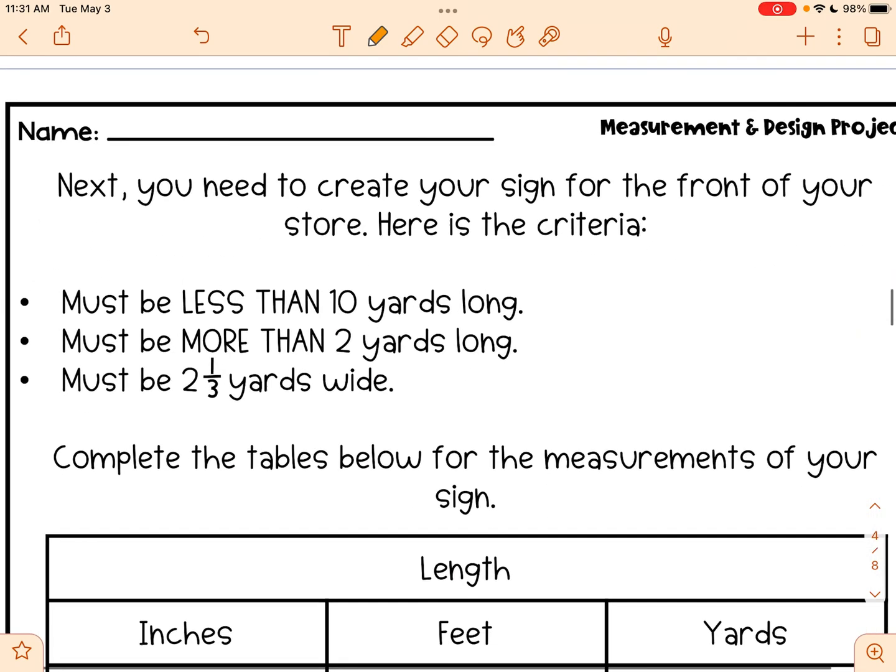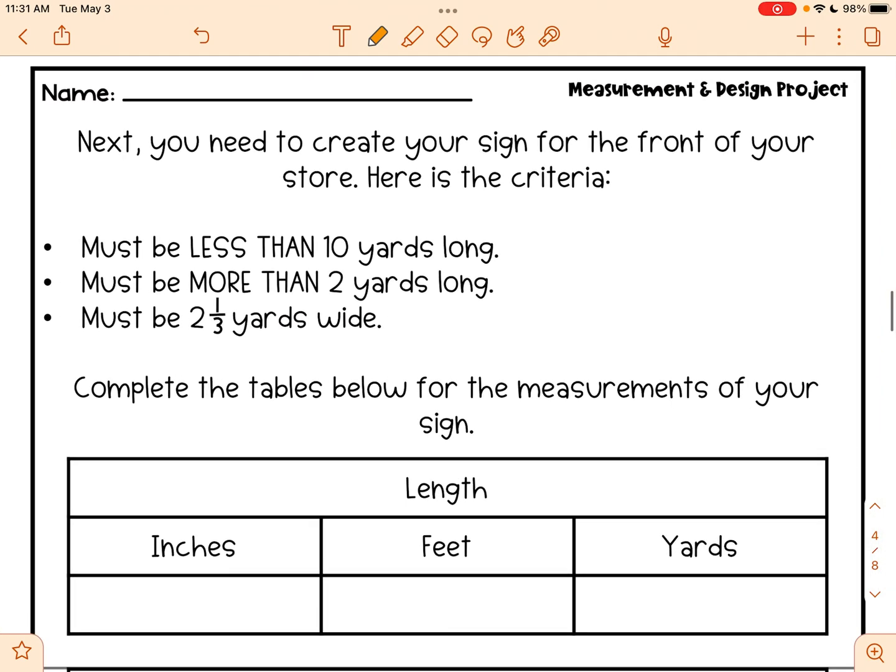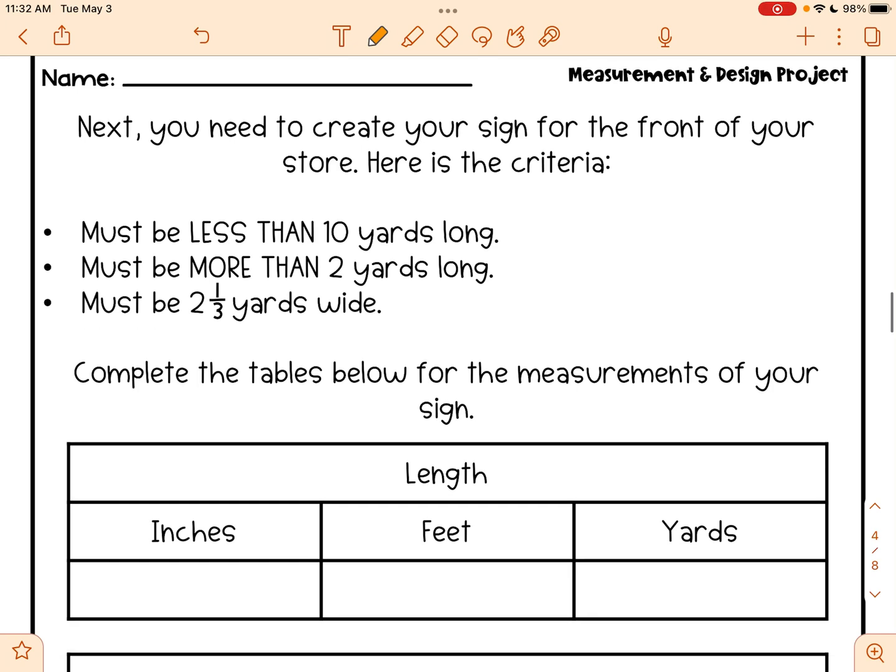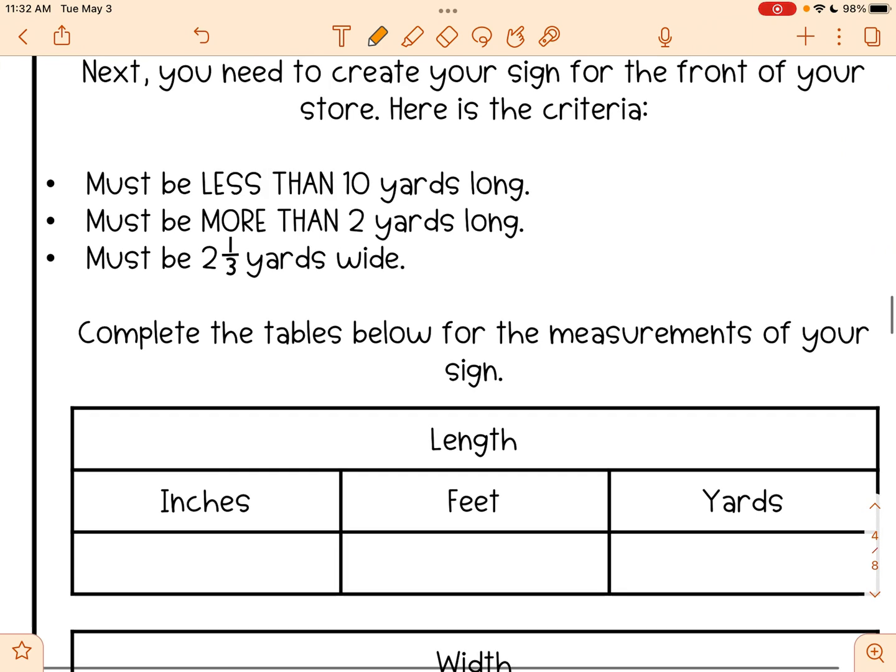Alright, so that brings us to what we're doing today. Today you are going to create your sign for the front of your store. Here's the criteria. Your sign must be less than 10 yards long, but it must be more than 2 yards long. So that means your length needs to be between 2 and 10 yards. Can't be 1, can't be 11. So you need to figure out right now what you want that to be.